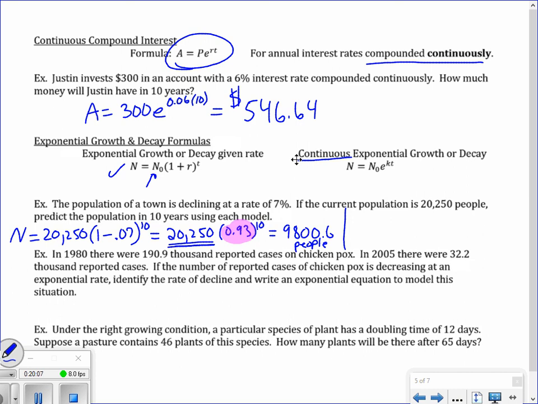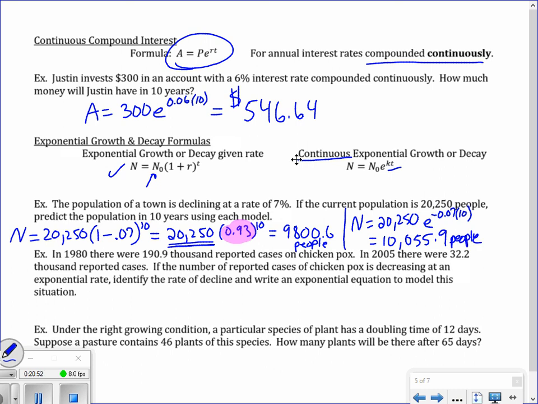All right, so let's do the other one. Decaying continuously. So we have n equals 20,250. And then e this time, so e to the kt. So k is my rate again. So in this case, the rate I'm declining, so you put a negative 0.07, and then the time right here, of course, is 10 years. So you plug that in your calculator, and you would get 10,055.9. Okay. All right. And people again.